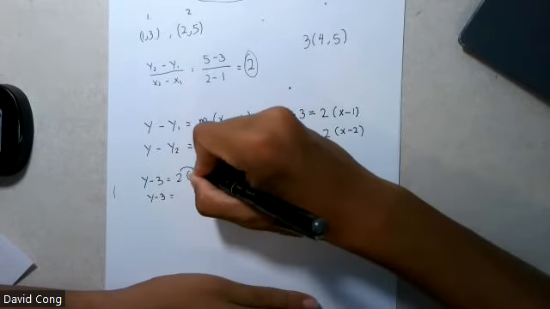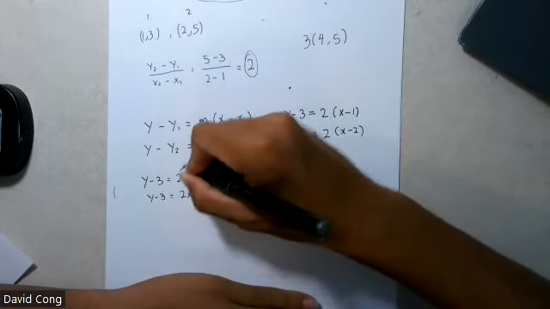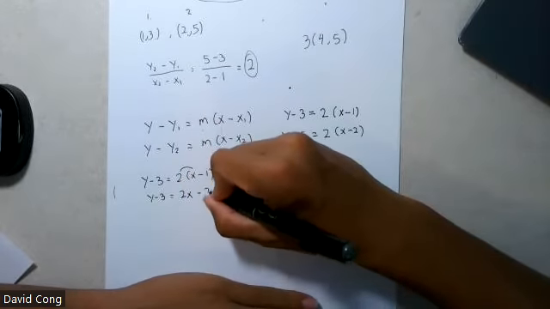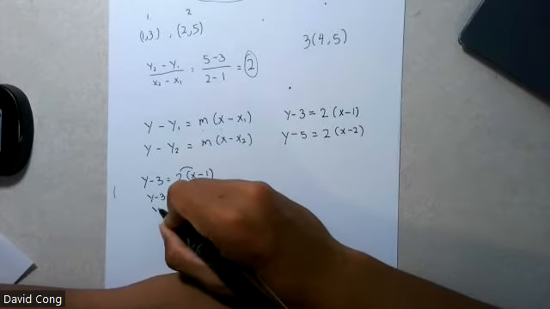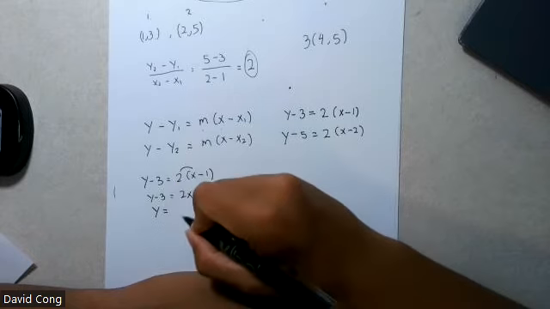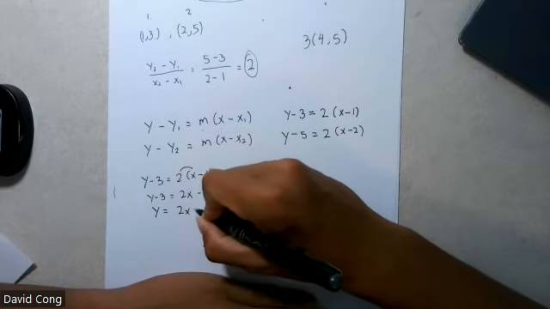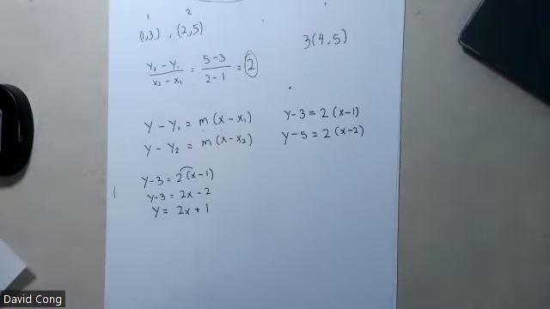So we have 2 times x, it's 2x, 2 times -1, -2. And now this is already starting to look better, but we still want the y by itself. Let's add 3 to both sides. So this becomes 0. Then we have 2x plus 1. And now we see we have our thing in slope intercept form.